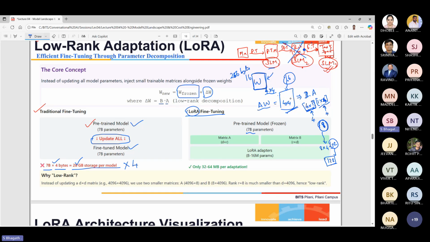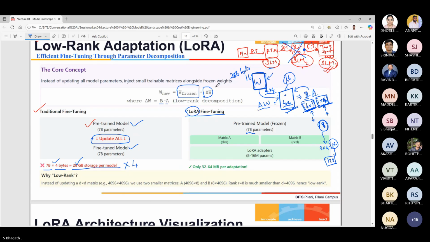LoRA fine tuning is, instead of this main W, we are creating a matrix of the same 4 cross 4 size. But how we are creating this matrix is by multiplying two smaller matrices. These numbers are created from this multiplication. And only these numbers are getting tuned during your fine tuning.